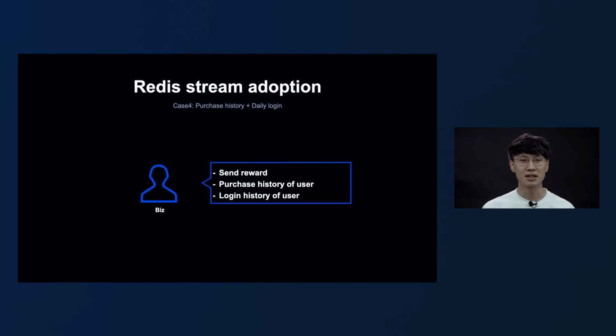Next is the last scenario. For the users who purchased items, if they made more than 30 purchases in the last 100 days, we want to give them rewards, but they need to have logged in every single day. Implementing that method becomes even more complicated. In this case, we need to save not only the purchase history, but also the login history.